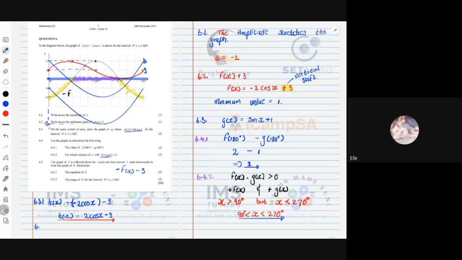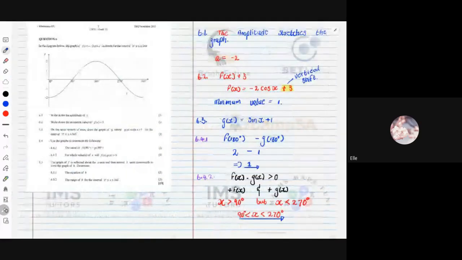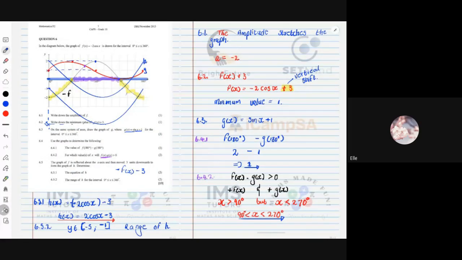6.5.2, the range of h. Okay, y is an element of, square bracket since it's a number, -5 to -1. That is the range of h after it has been reflected and then shifted. So we're able to fit all of these things in one page.